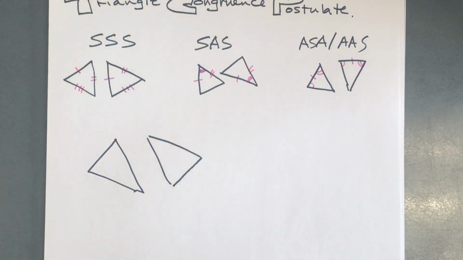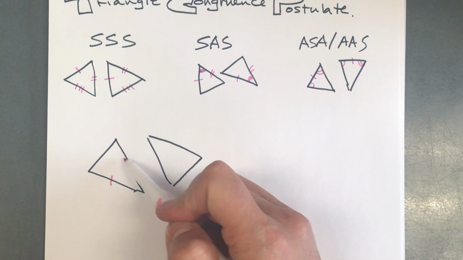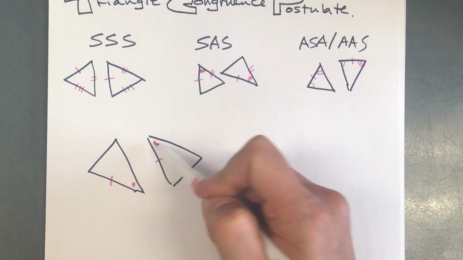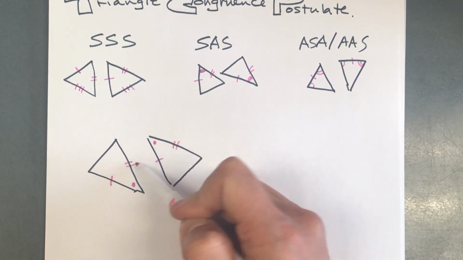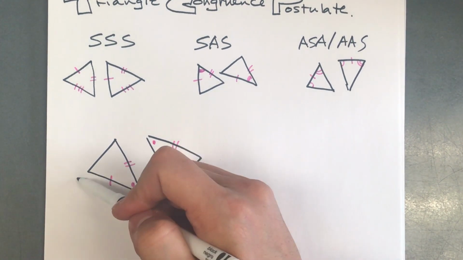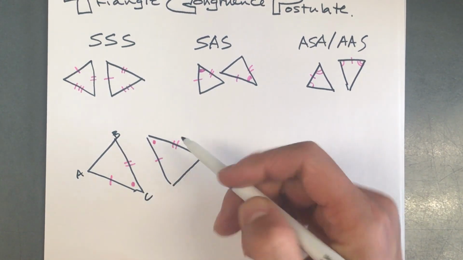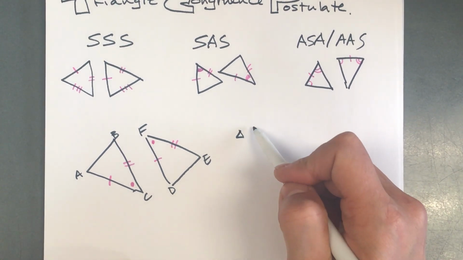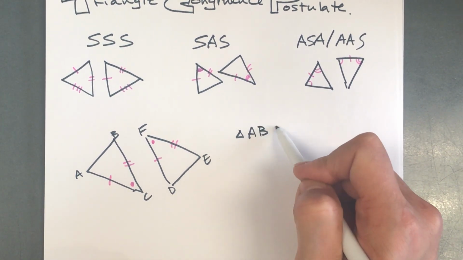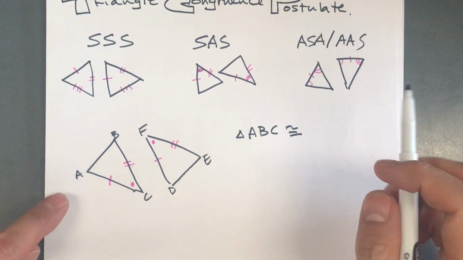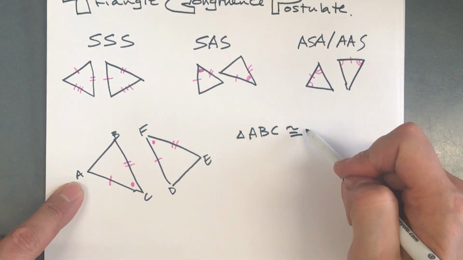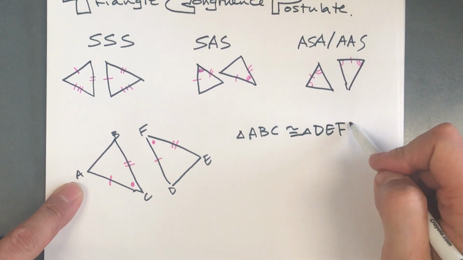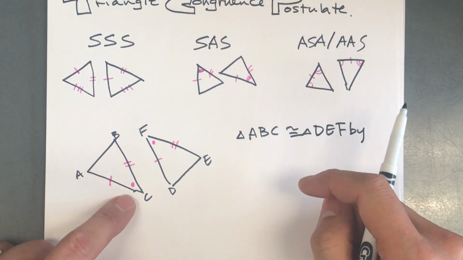And let's say we know that this angle is congruent to this angle, and this segment is congruent to this segment. So let's say this is A, B, C, D, E, F. So we can say triangle ABC is congruent to, and you have to be careful because A corresponds to D, triangle DEF by, what is this, side, angle, side.